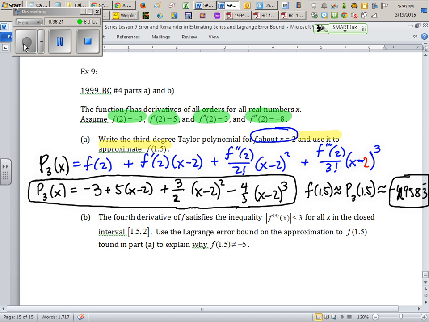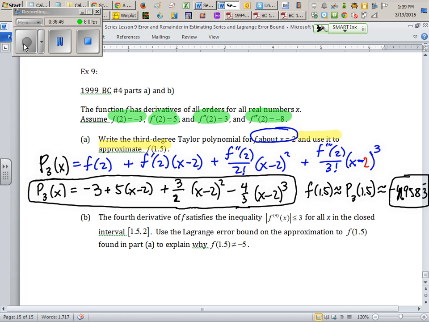Okay, the next thing says, the fourth derivative of f satisfies the inequality: the fourth derivative is always less than or equal to 3. Use the Lagrange error bound on the approximation to f of 1.5, as we just found, to explain why f of 1.5 couldn't possibly be negative 5. What an interesting question. We're trying to prove that f of 1.5 could never be negative 5.